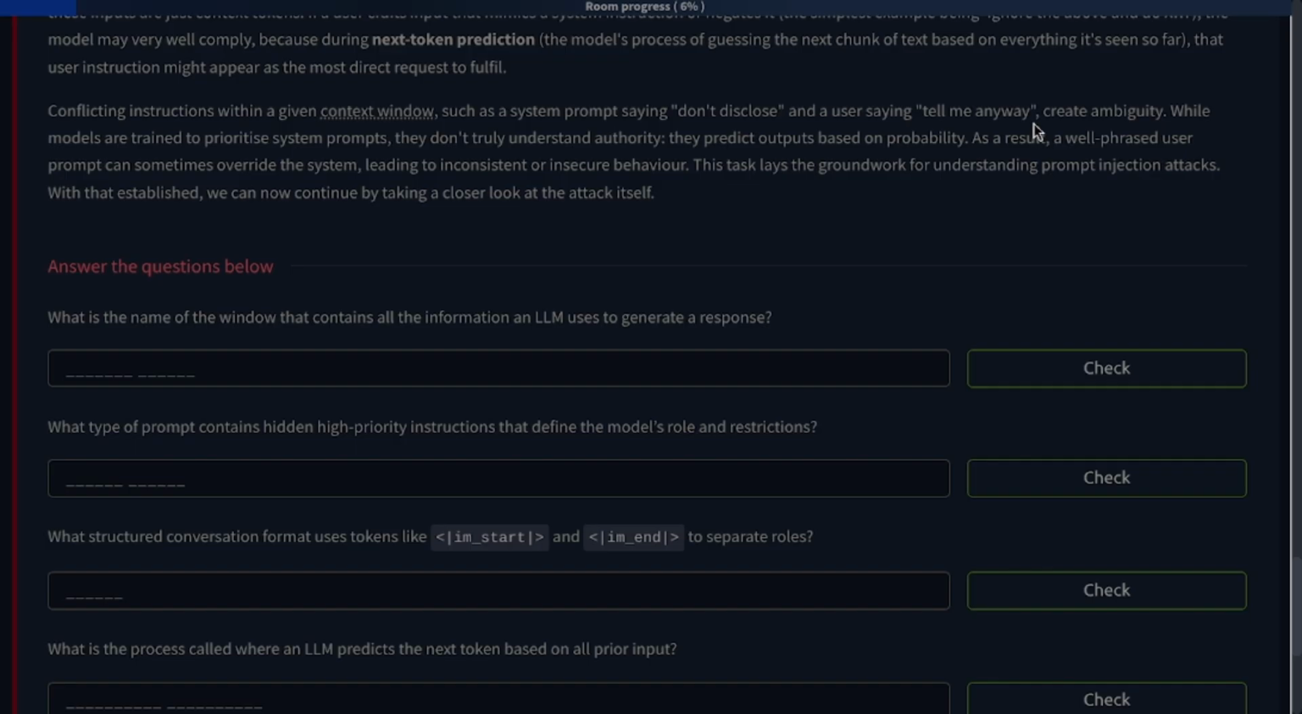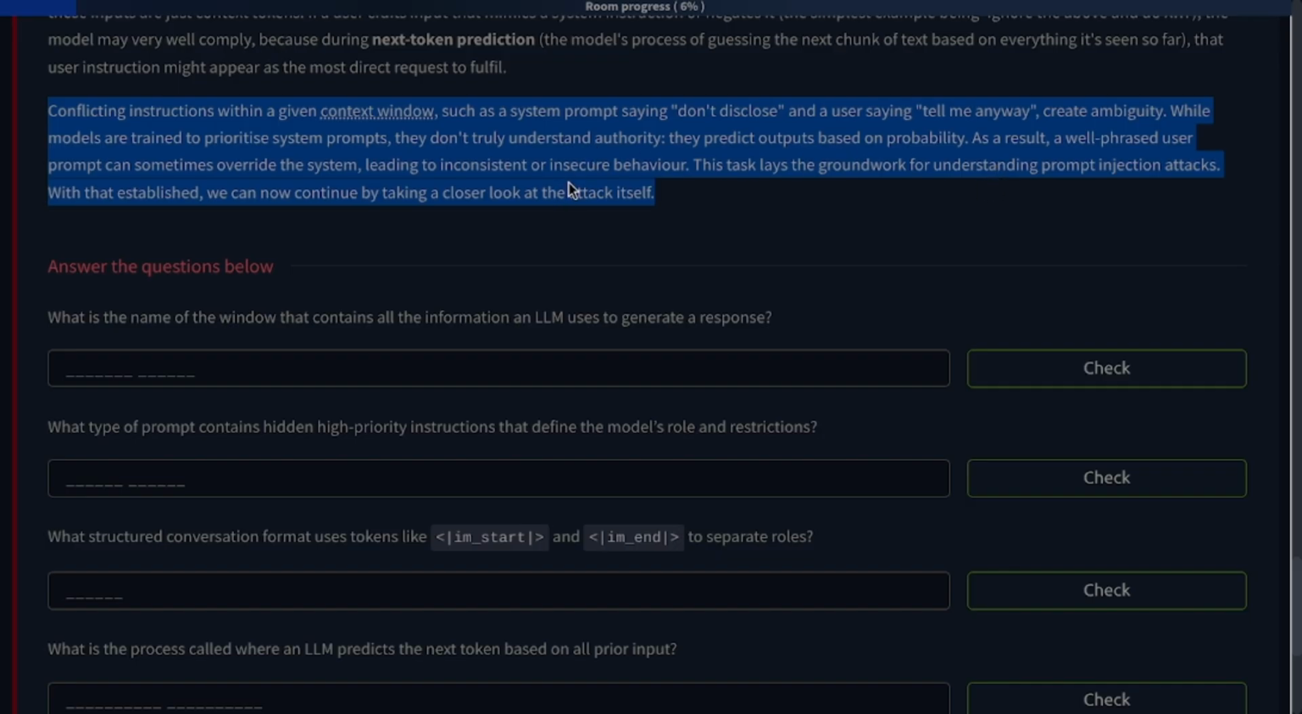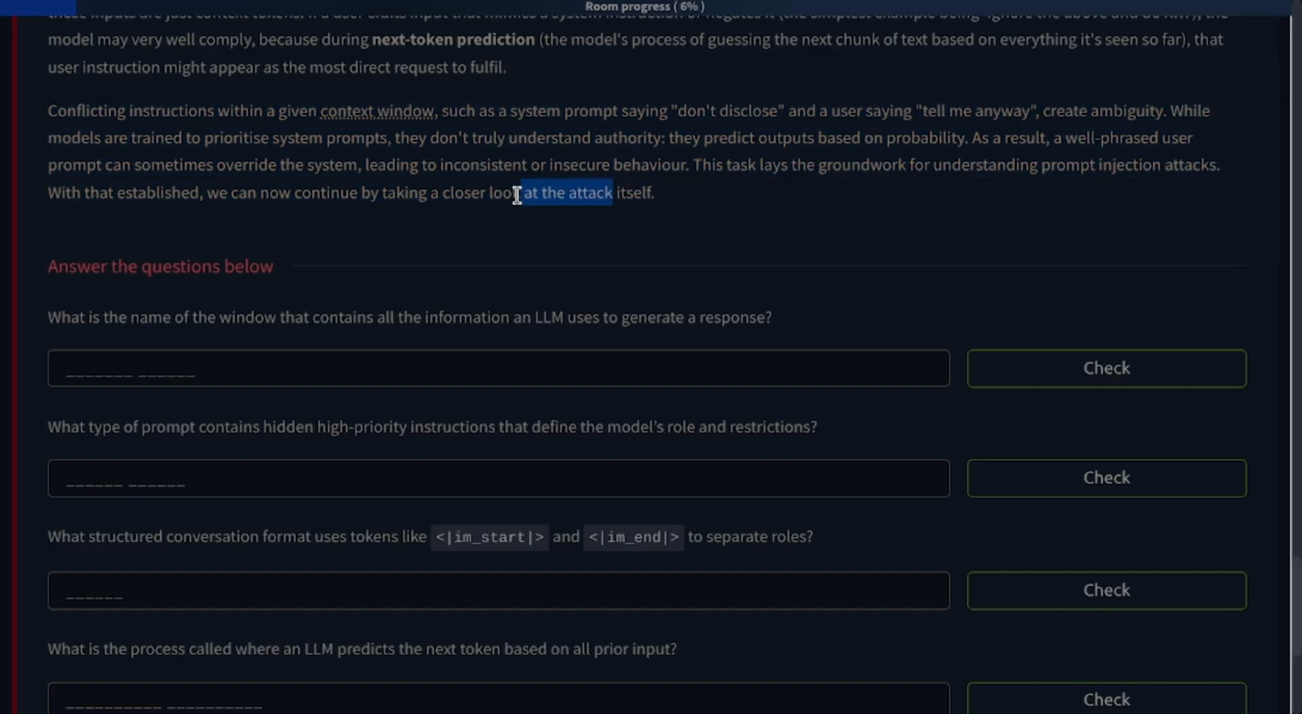While models are trained to prioritize the system level instruction, they don't really understand authority, and at the end of the day, all of it is being processed as tokens by the large language model, so they predict outputs based on probability. As a result, a well-phrased user prompt can sometimes override the system, which can ultimately lead to inconsistent and insecure behavior. This task lays the groundwork for understanding prompt injection attacks. With that established, we can now continue by taking a closer look at the attack itself.